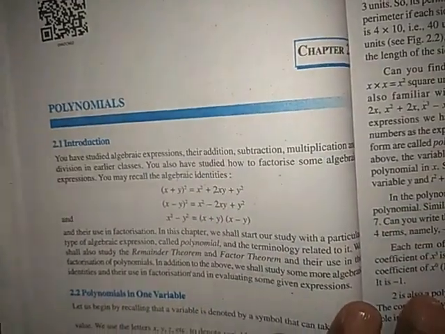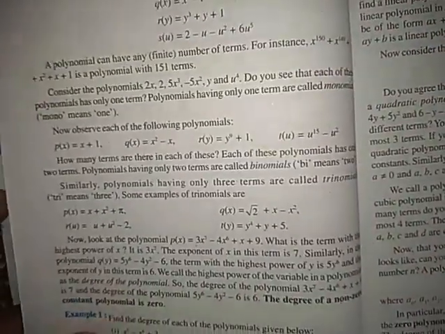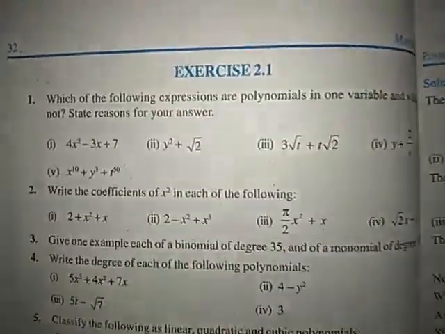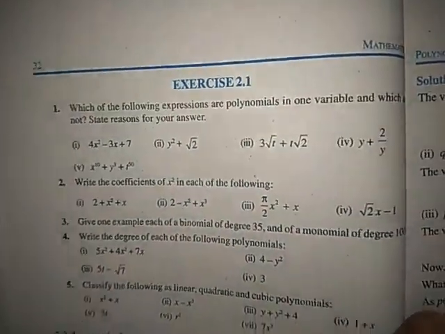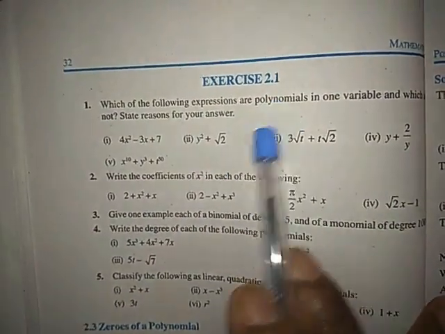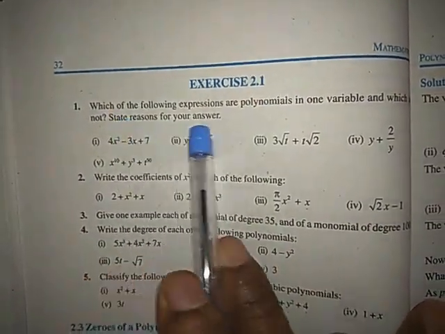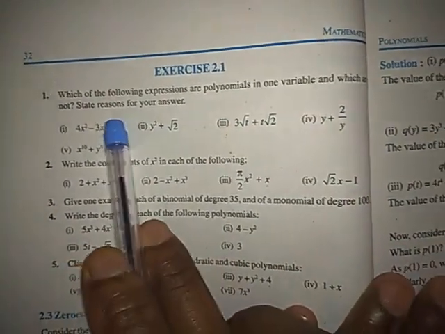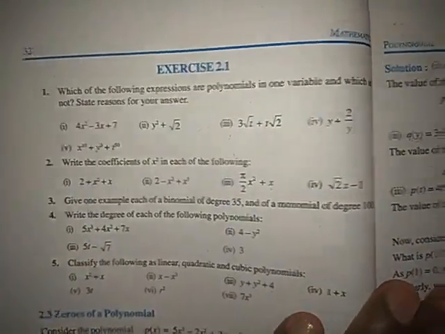Polynomials. We'll go directly to polynomials, which you have already done. So let's begin with the exercise. It is very easy. Exercise 2.1. First, which of the following expressions are polynomials in one variable and which are not? State the reason for your answer.